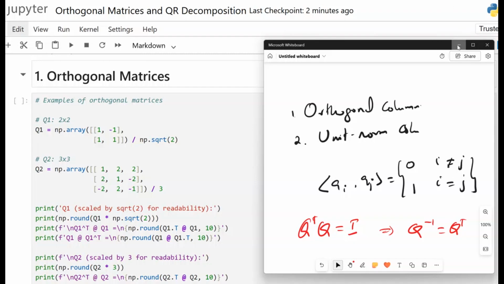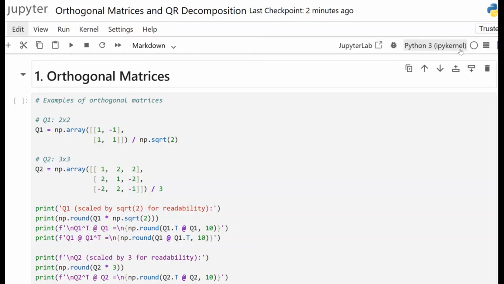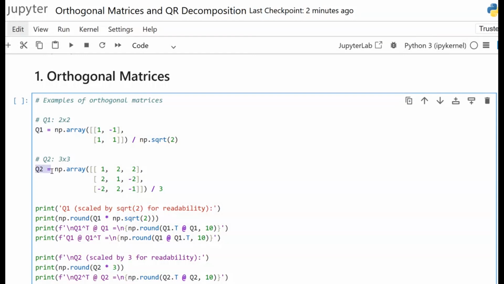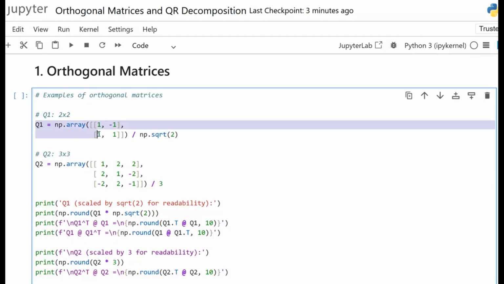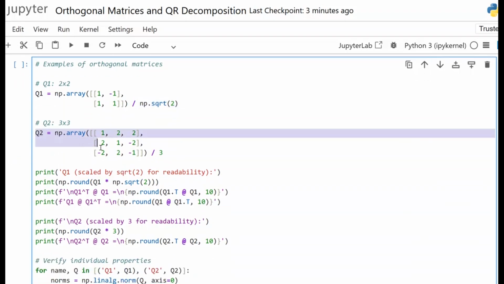Dear friends, let me discuss this code that constructs two matrices, yes, Q1 and Q2, and verifies that they are orthogonal matrices. Here Q1 is a 2 by 2 matrix scaled by 1 by root 2. And the scaling ensures each column has unit length. Without scaling, the columns would not be normalized. And here Q2 is a 3 by 3 matrix scaled by 1 by 3. Again, scaling ensures orthonormal columns.